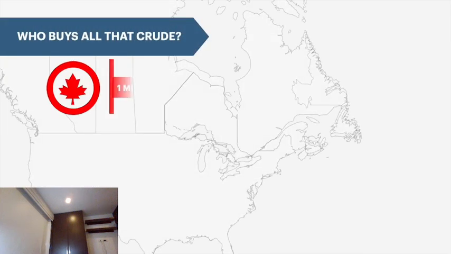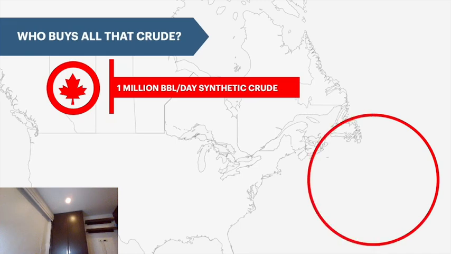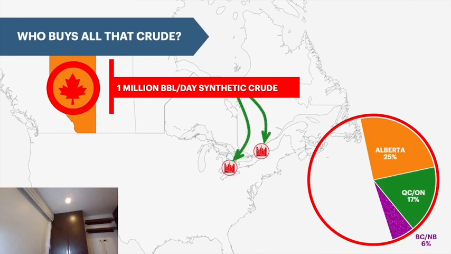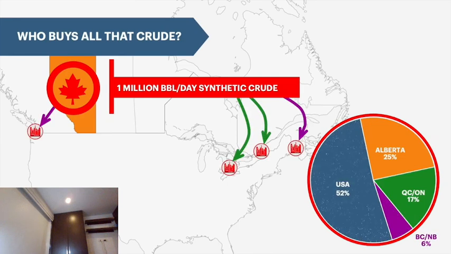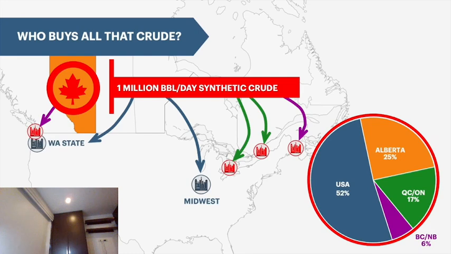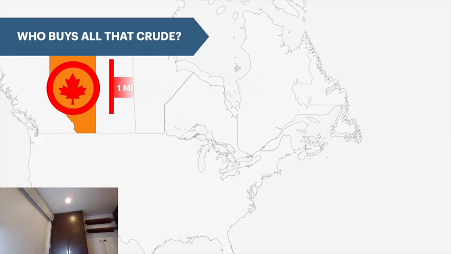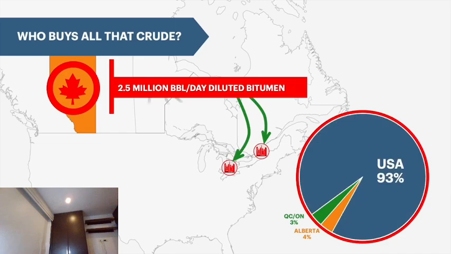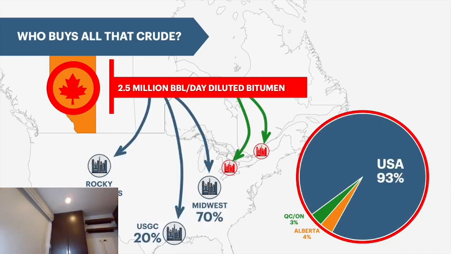Starting with the 1 million barrels of light synthetic crude, about half gets used in Canada, mostly Alberta, and the other half gets exported to the US, mostly the Midwest, with smaller volumes going to Washington state. As for the 2.5 million barrels of dilbit that come from the oil sands, only a smidge goes to Canada. The bulk of it goes to the US, and a large portion of that, more than 2/3, ends up in the Midwest region because, well, that's just where the pipelines go.